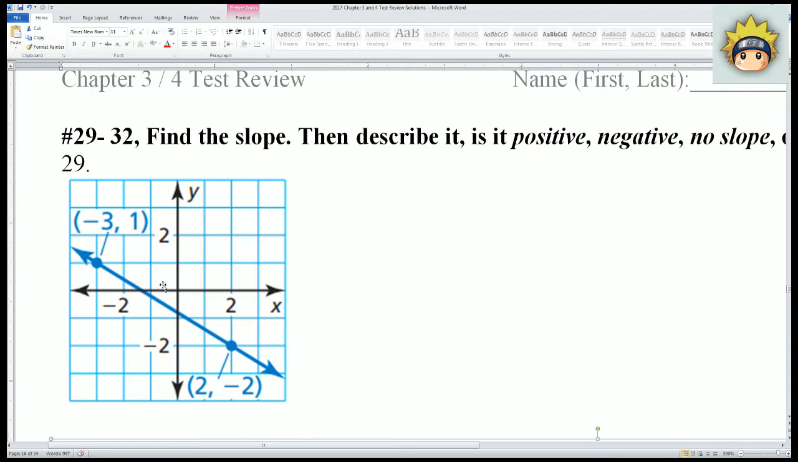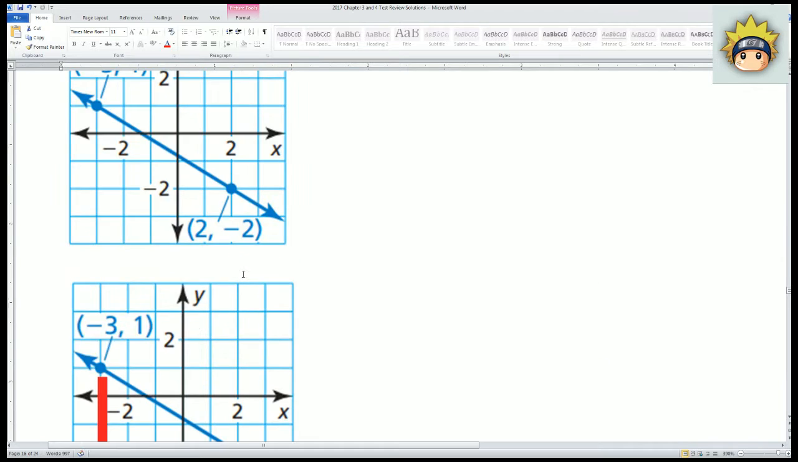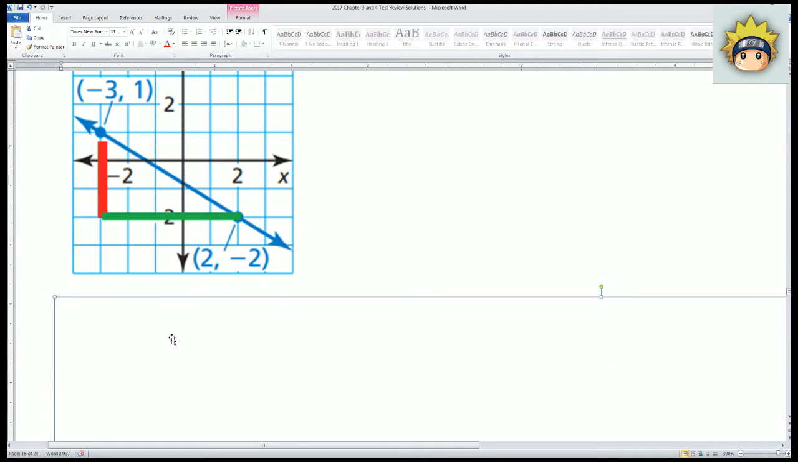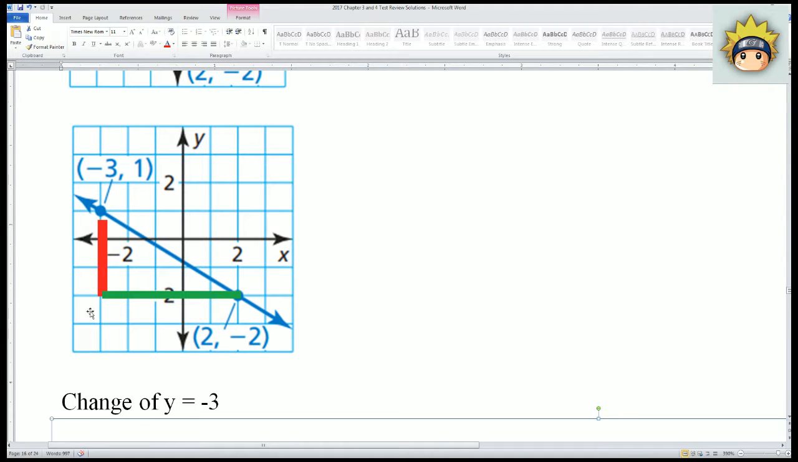Okay, so let me graph it. I've noticed that I go down how many times, which is in red here. Okay, I go down 1, 2, 3. So my change of y is equal to -3 because I am going down.